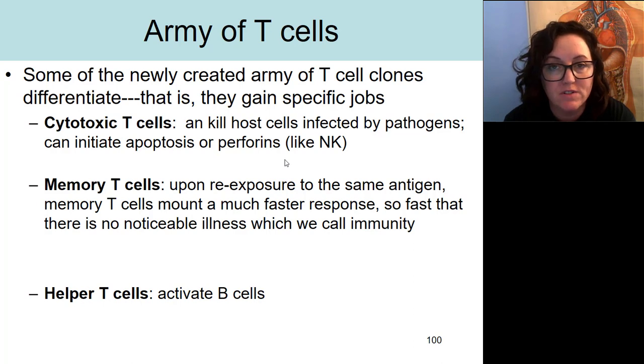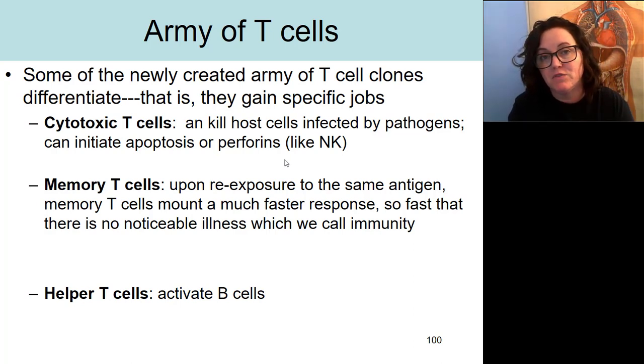Okay, we have an army of cloned T cells. But not all of the T cells are going to be doing the same job. Some of the T cells differentiate. So some of them become a little bit different and have a new job. We have cytotoxic T cells, memory T cells, and helper T cells.